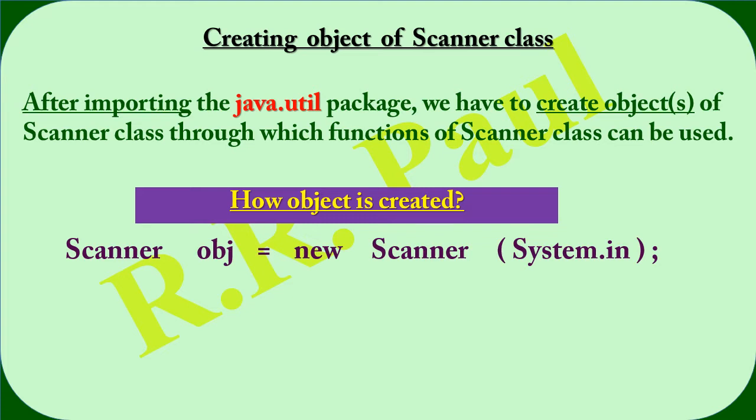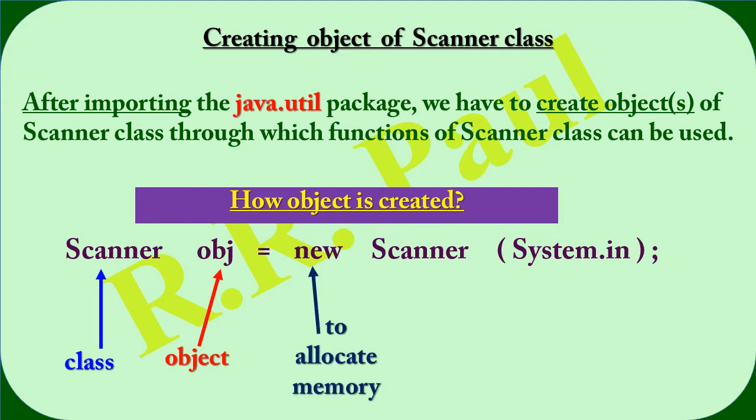Now let us see these one by one. Scanner is a class. obj is the object of this class. In place of obj, you can use sc, you can use xyz, any name you can use, but other than keywords, and take care of the naming conventions of identifiers. new is the operator to allocate memory to this object obj, because we cannot predict how much RAM space the object will take. So that hard work is given to the new operator. It manages well.